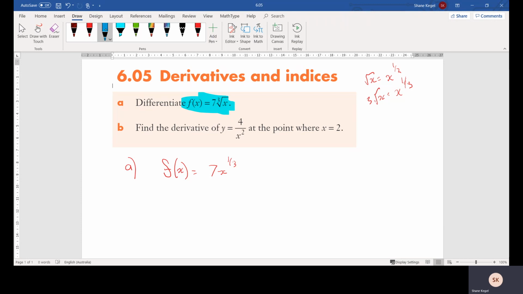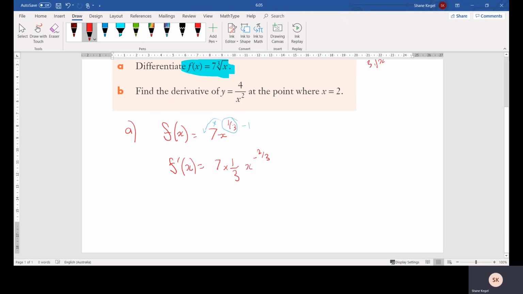Now it's in its index form, I can easily find the derivative. Remember, we bring the power down the front and multiply, and then we subtract 1 from the power. Subtracting 1 you can do with fractions quite easily. So my gradient function, or my derivative, f dash of x, is going to be 7 times a third x to the, now a third take 1 is going to go to negative 2/3. It's okay to have a negative fraction. We just have to remember that we're going to have to swap that out in a second. So 7 times a third is the same as 7 on 3.